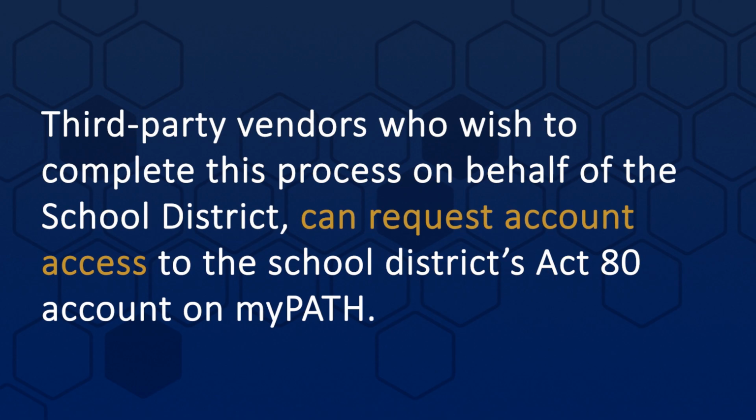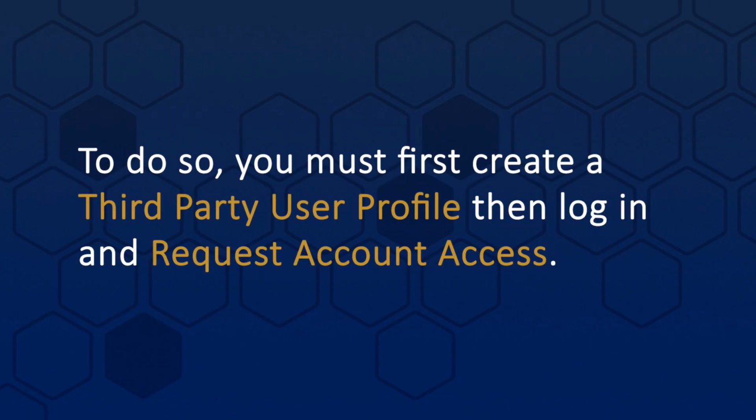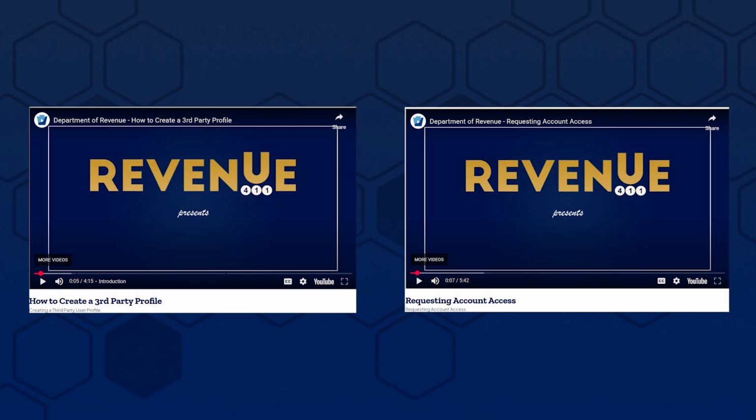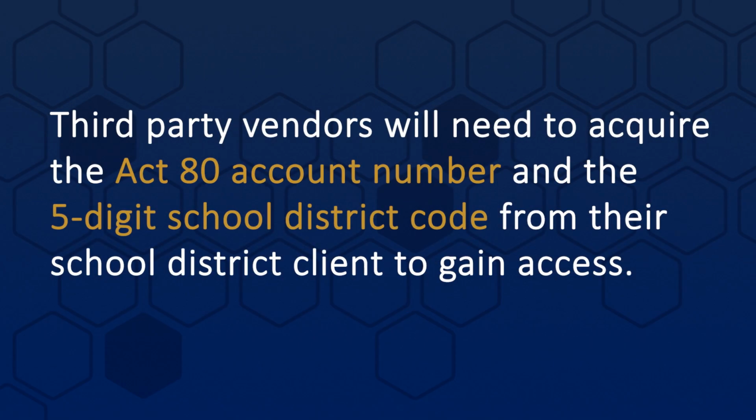Third-party vendors who wish to complete this process on behalf of the school district can request account access to the school district's Act 80 account on MyPath. To do so, you must first create a third-party user profile, then log in and request account access. For more information, please see our other Revenue 411 videos on creating a third-party user profile and requesting account access. Third-party vendors will need to acquire the Act 80 account number and the 5-digit school district code from their school district client to gain access.